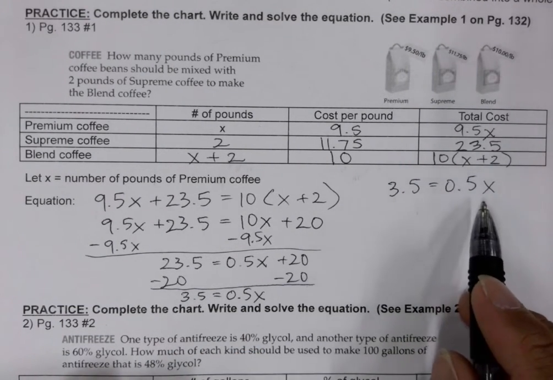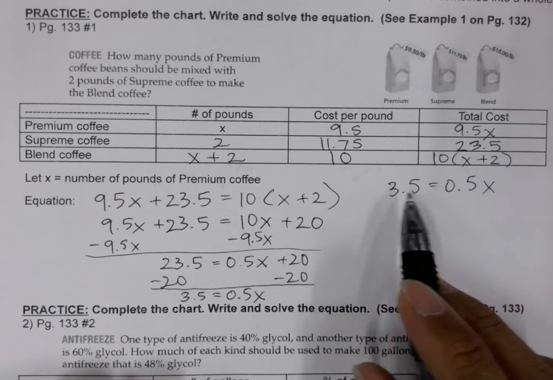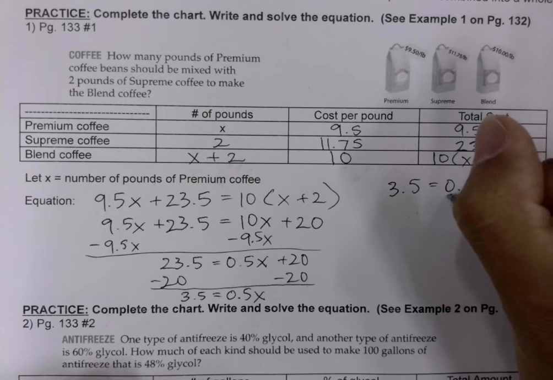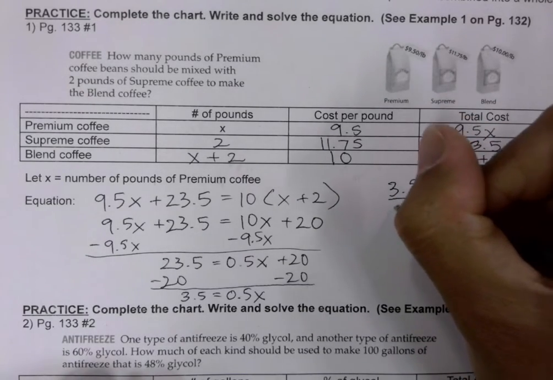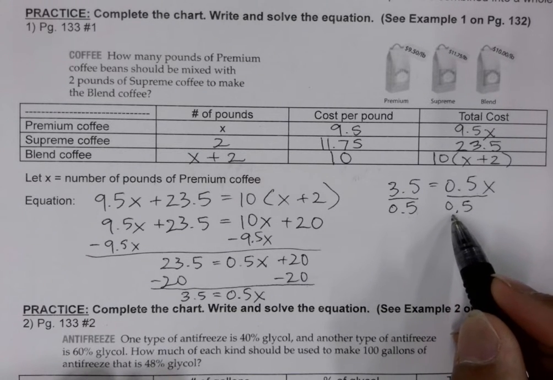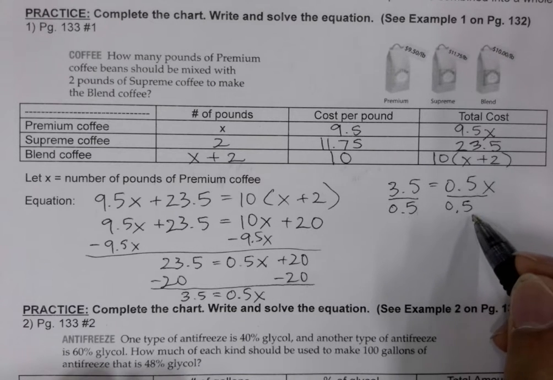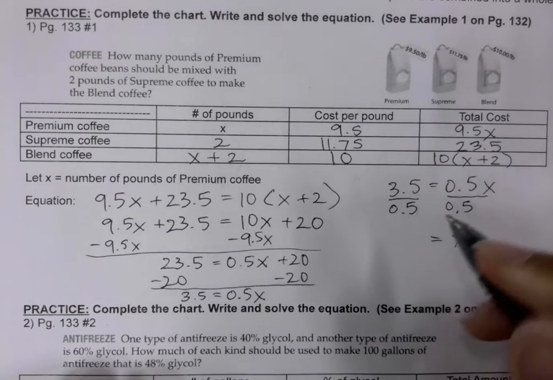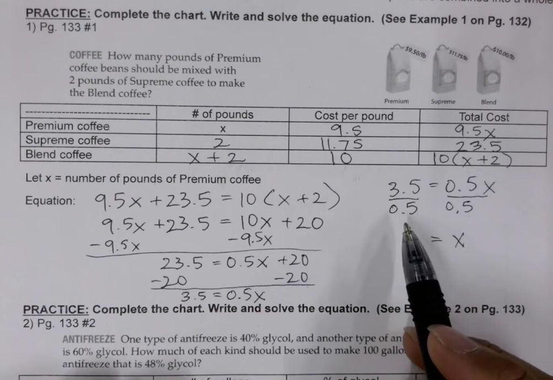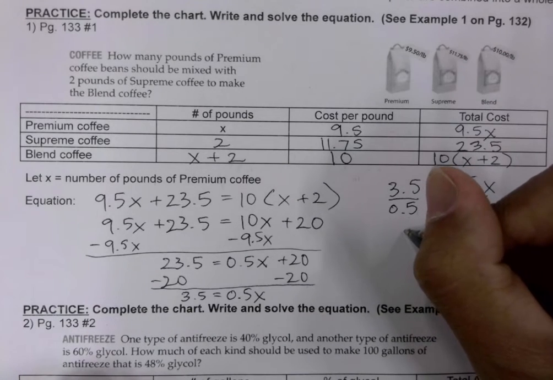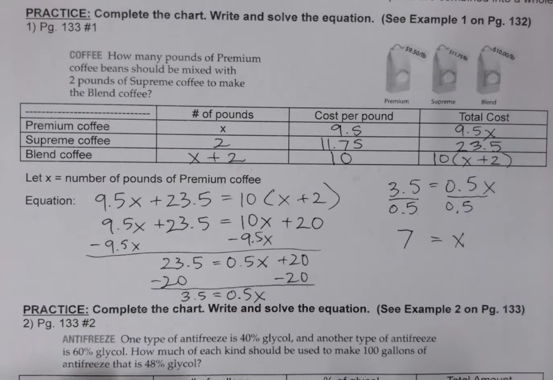We want to get the x all by itself, and we can do that by dividing both sides of the equal sign by the number in front of the x. Let's divide the right side of the equal sign by 0.5 and the left side of the equal sign by 0.5. The 0.5 divided by 0.5 equals 1. So we get 1 times x, which is simply x, is equal to 3.5 divided by 0.5. If we drop that into a calculator, we will find that the value is 7.